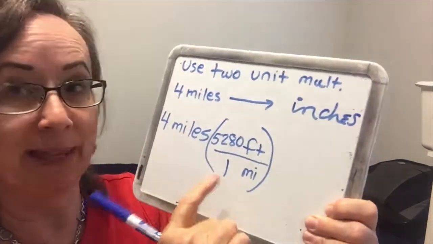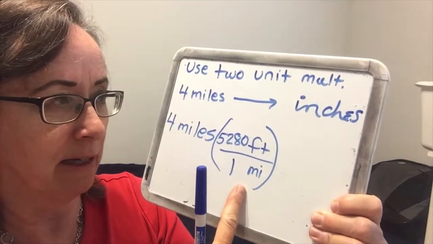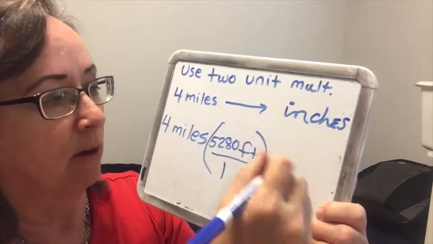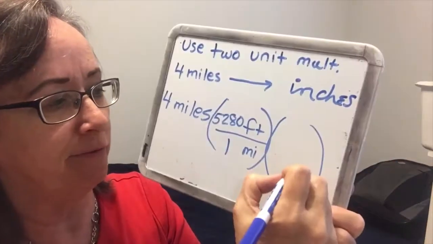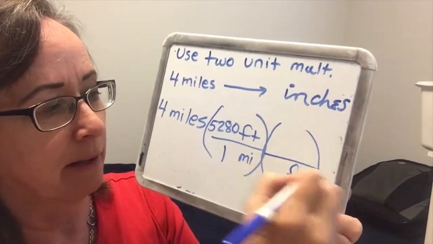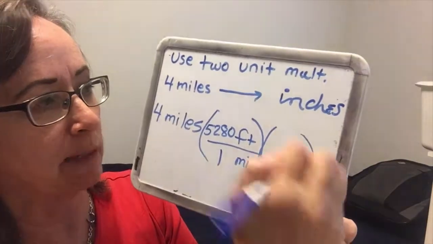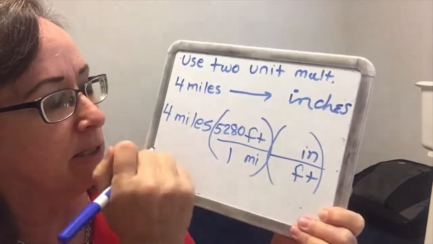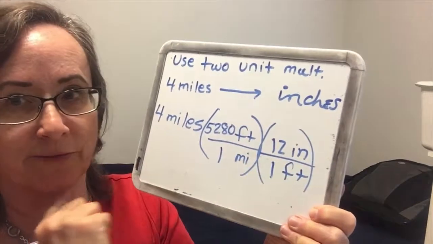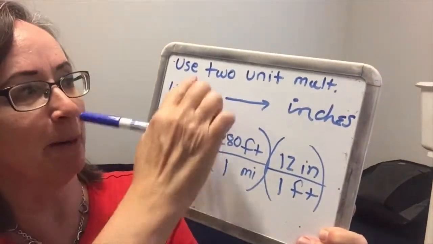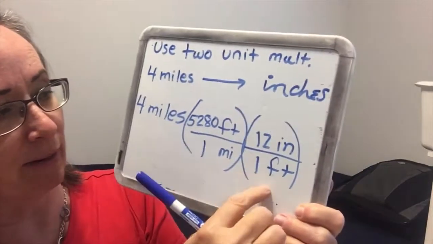So now that I've got it in feet, I'm going to go to inches. Well, I know that if I'm getting rid of feet, I want feet on the bottom down here. And I want inches on the top because I want my final answer to be in inches. And then to make this true, I have to have 12 inches is 1 foot. So now I've come up with my 2 unit multipliers right here.